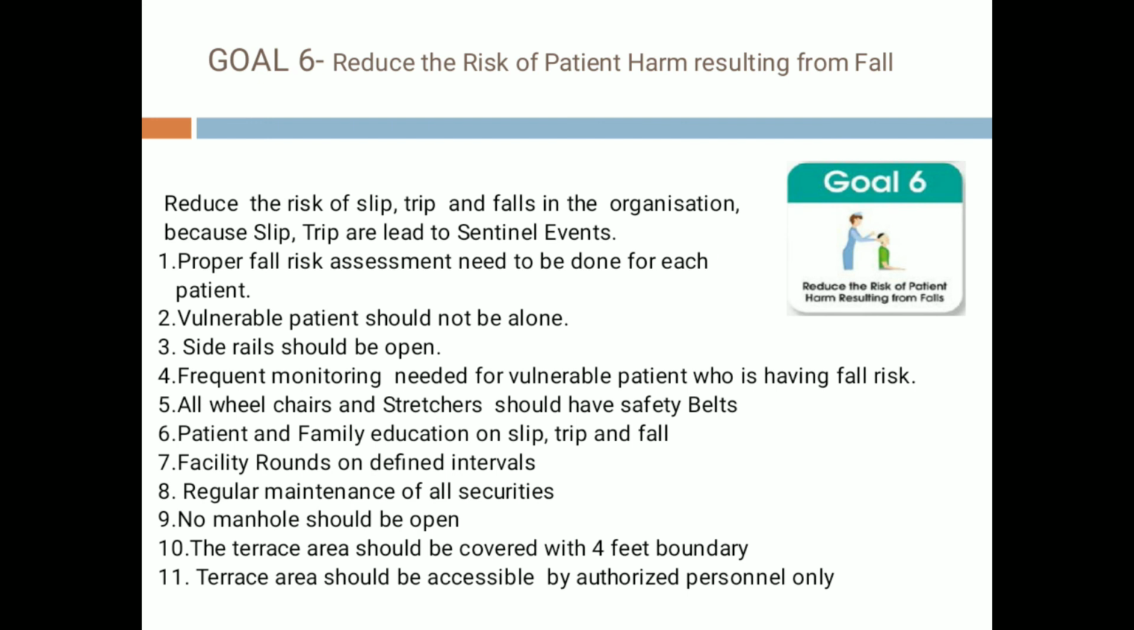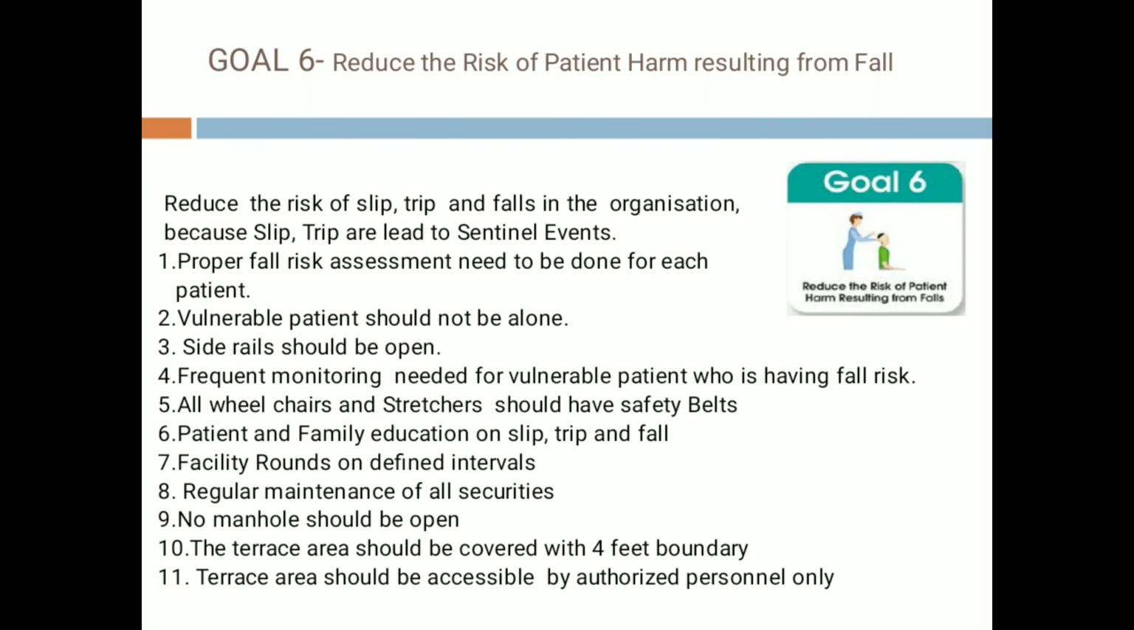Goal 6. Reduce the risk of patient harm resulting from falls. Reduce the risk of slip, trip and falls in the organization because slip, trip and falls lead to sentinel events. Proper fall risk assessment needs to be done for each patient. Vulnerable patients should not be left alone. Side rails should be up. Frequent monitoring is needed for vulnerable patients who have fall risk.